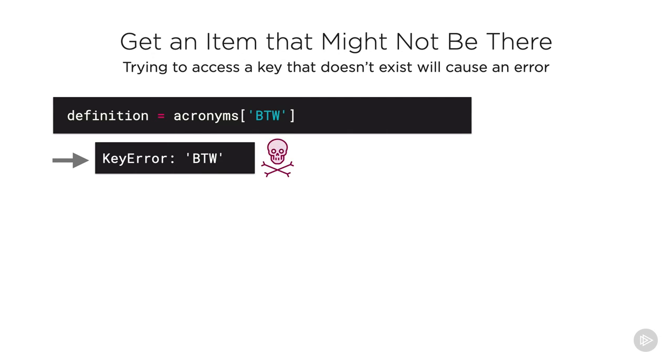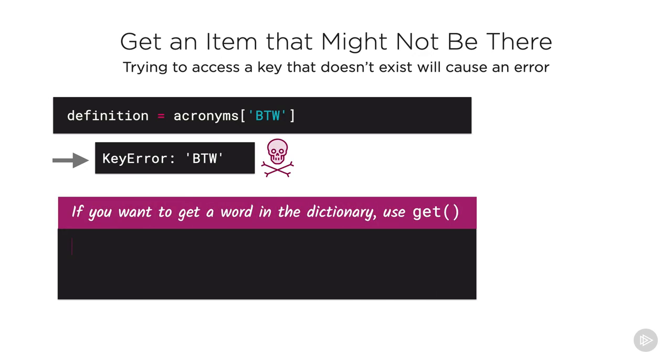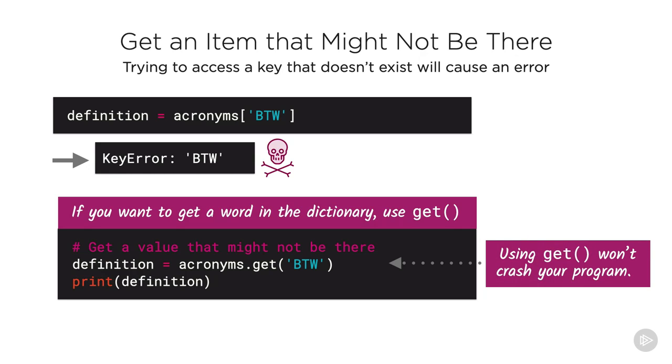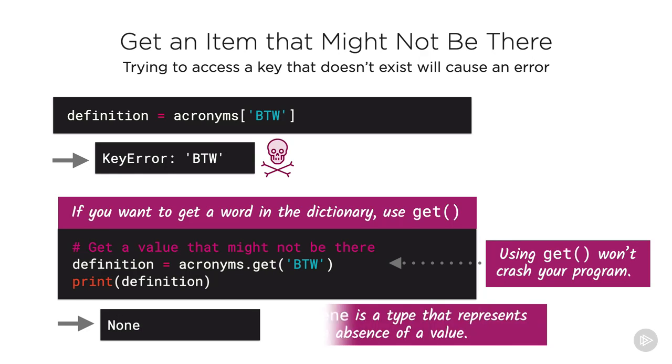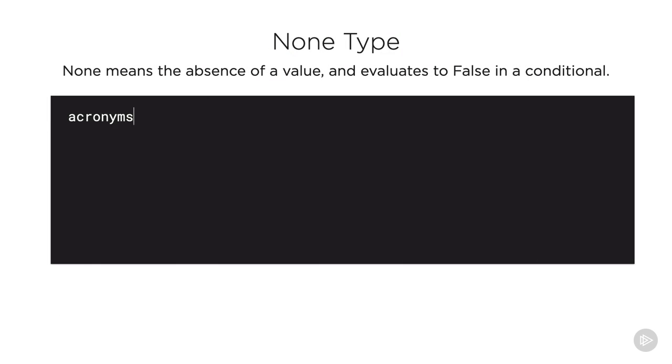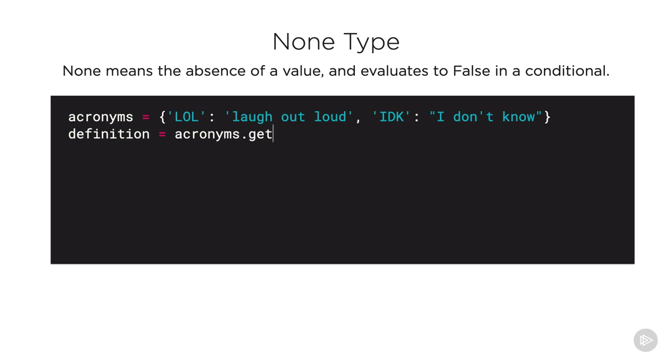If we want to avoid this error, we can use the get method by calling acronyms.get and then passing in the key we want in parentheses. If the key is not there, the none type is returned by get instead of an error. None is a type that represents the absence of a value. Again, none means the absence of a value, and it also evaluates to false in a conditional.